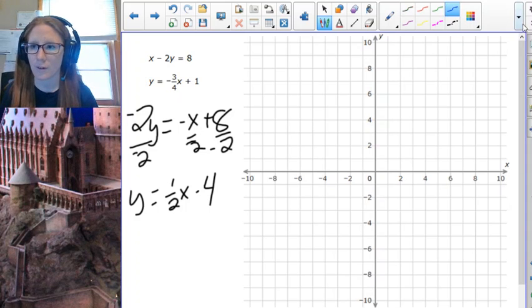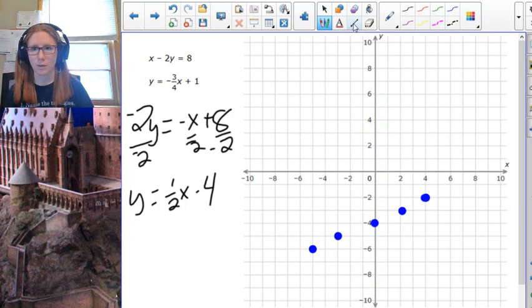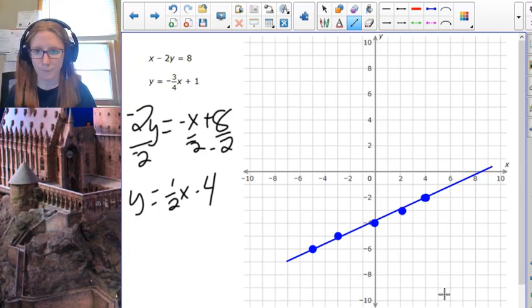So let's go ahead and start graphing that guy. So start down 4 and then up 1 to the right 2. Up 1, right 2. Down 1, left 2. Down 1, left 2. Connect the dots as best we can.